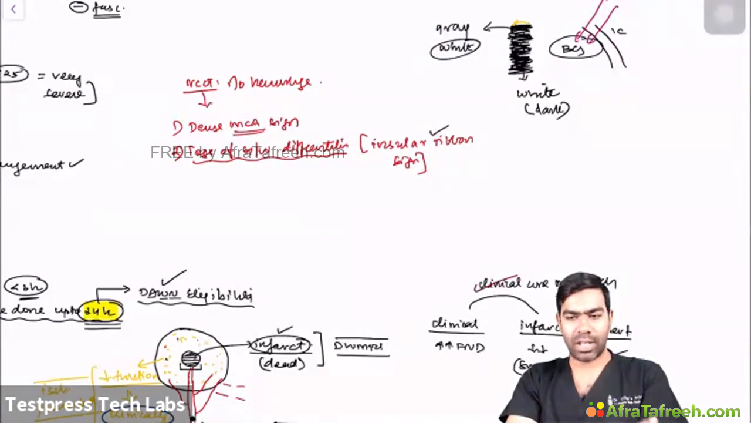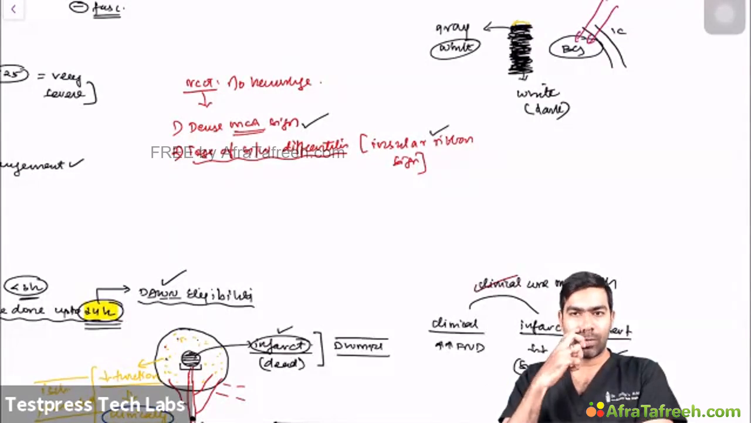In the exam, if they are supposed to ask, they will ask you these two signs only. One is the dense MCA sign, and the second is the insular ribbon sign. Do you understand? Clear. So remember these signs.